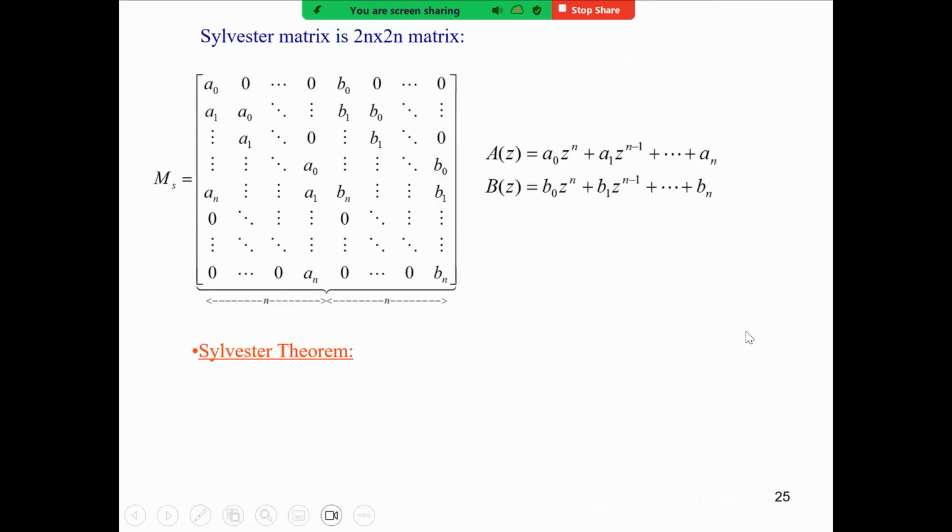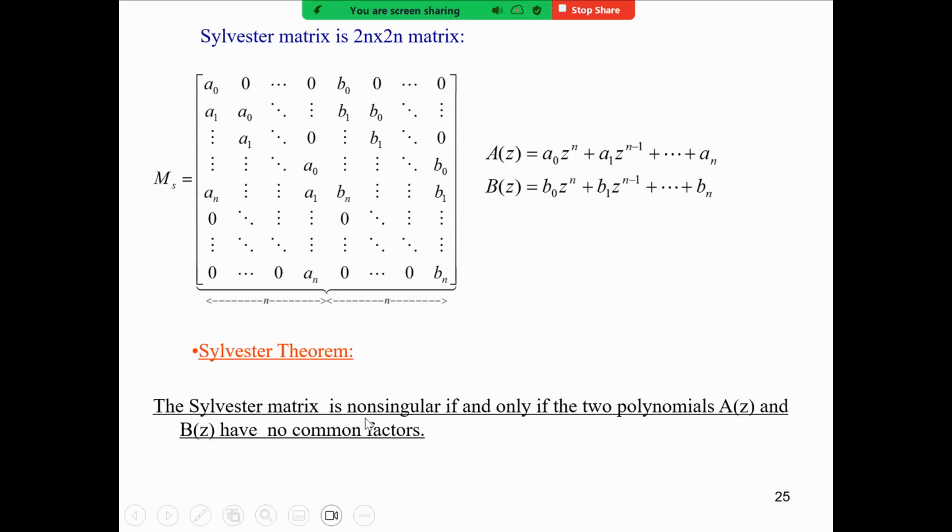So it turns out that this is a necessary condition, but it is also a sufficient condition. We only need that condition. The Sylvester matrix is non-singular if and only if the two polynomials A and B have no common factor. In that case, I can always have a solution because the Sylvester matrix is non-singular.